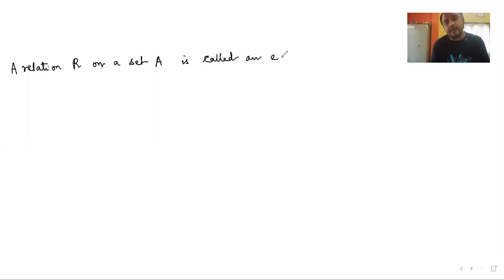Now I'm writing the most important part. A relation R on a set capital A is called an equivalence relation if the relation R is reflexive, symmetric, and transitive.